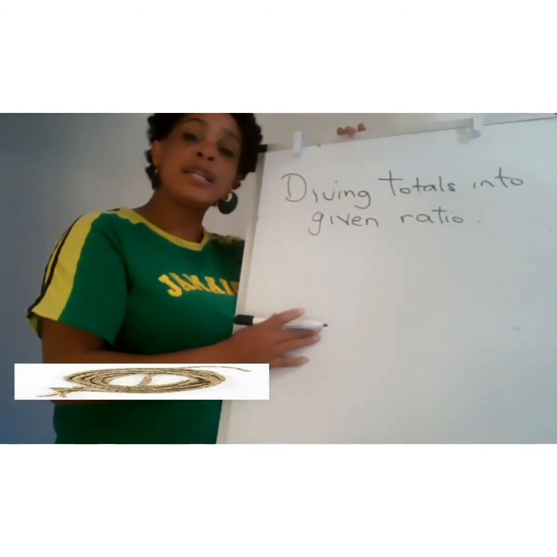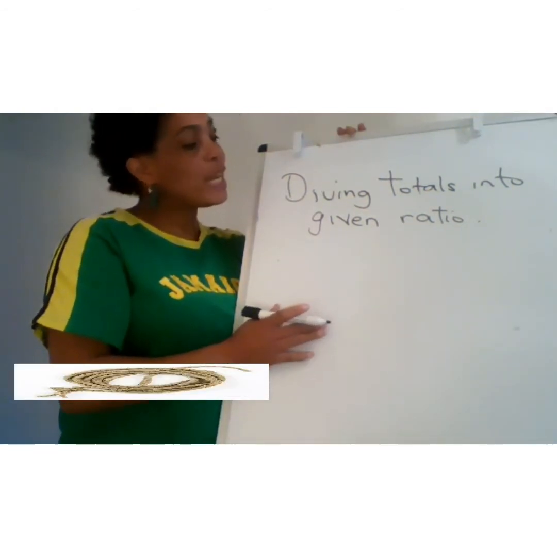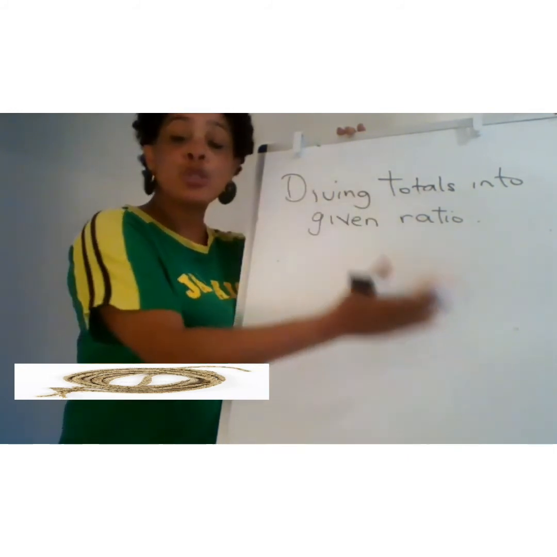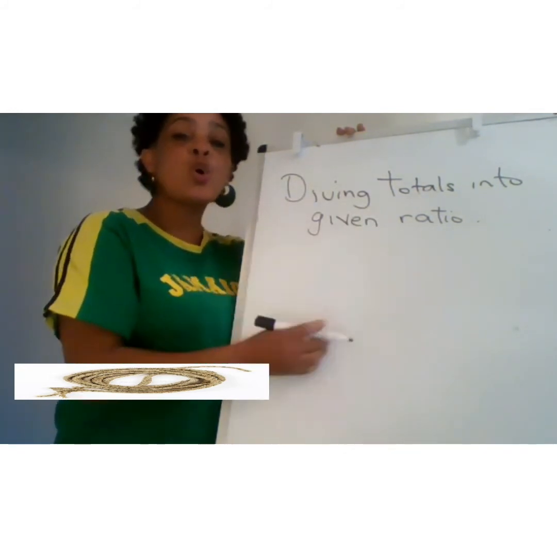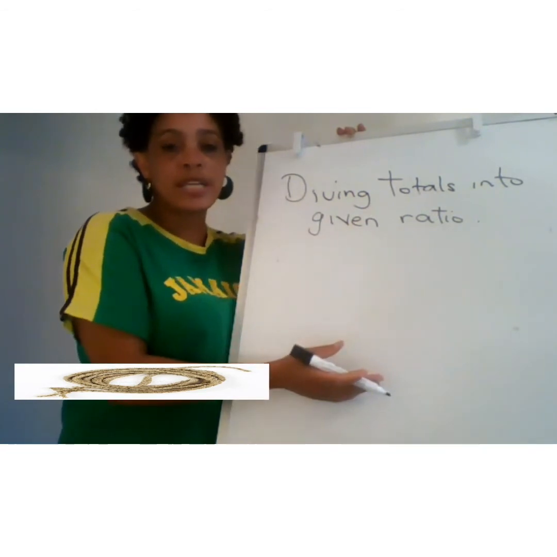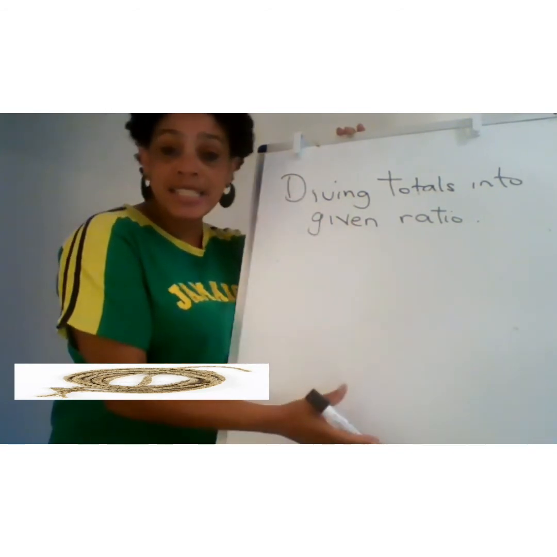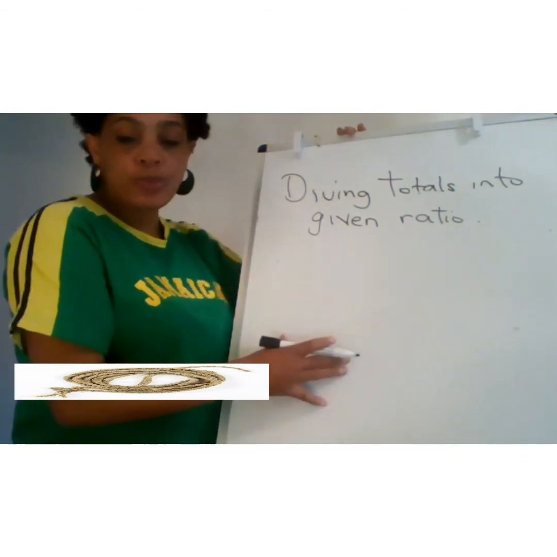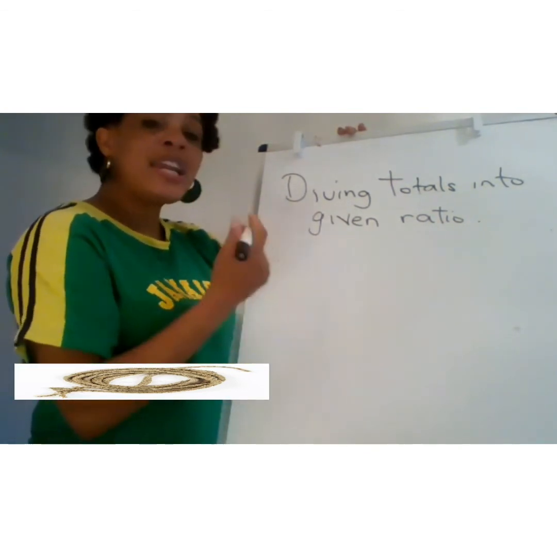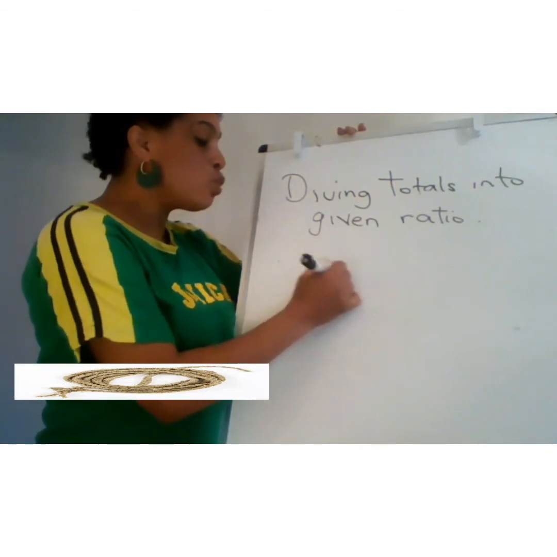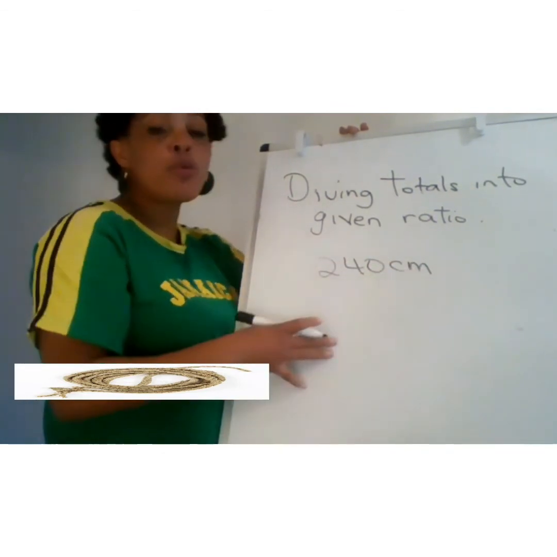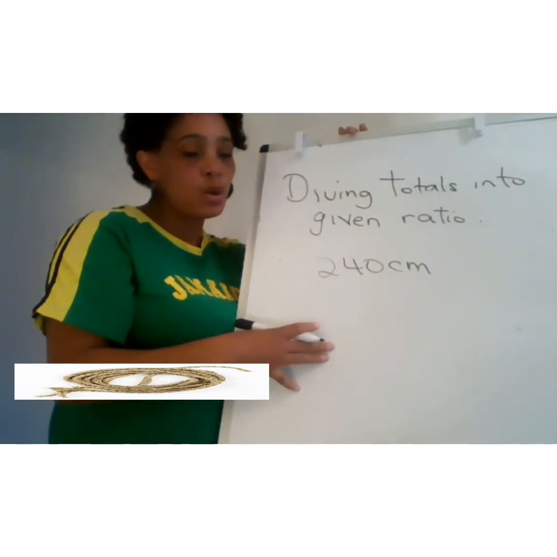So what did we look at in today's lesson? We looked at dividing totals into given ratios. So we were given the total amount of something and were told the ratio in which we needed to divide it. So we're going to do one last example just as a recap of what we have to do. So imagine that a length of rope is 240 centimeters long.